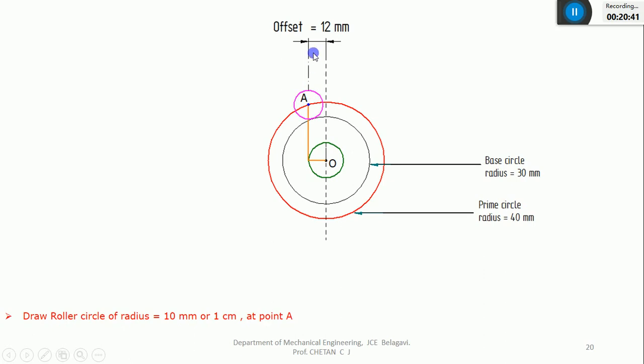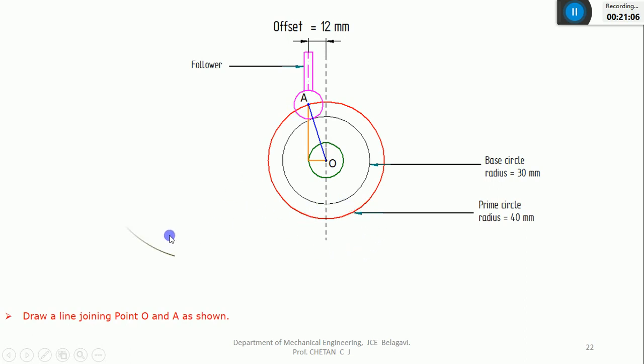It means this is the follower of roller type. The roller radius is 1 centimeter. And after that, I'll join these 2 points, that is the center of this roller, which has a radius of 1 centimeter, and the center of all these circles. And this is my first reference line. So from this only I'll start indicating the angles, all the 4 angles.